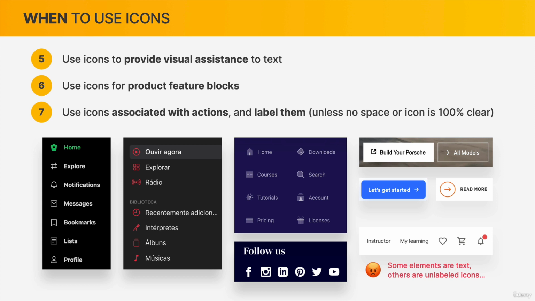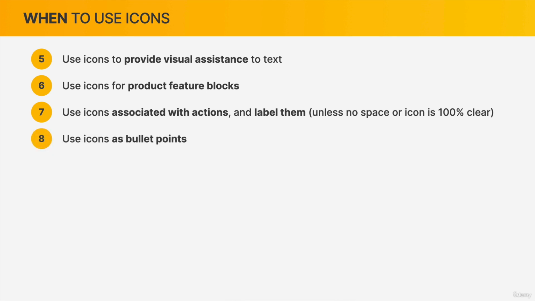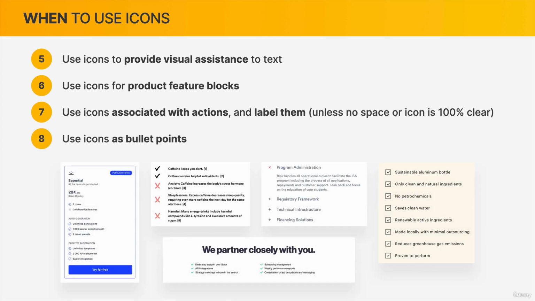Now finally, another pretty common use case for icons is to use them as bullet points. So just like we have here in these examples, and most of the times we're just talking about some small check marks, and they are included by default basically in all icon packs. So this can be, once again, a nice way of adding some more visual detail to your designs.